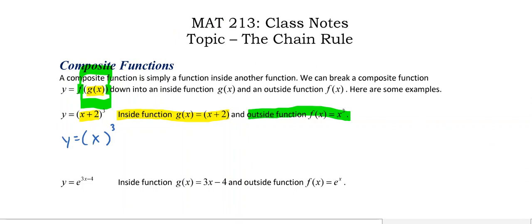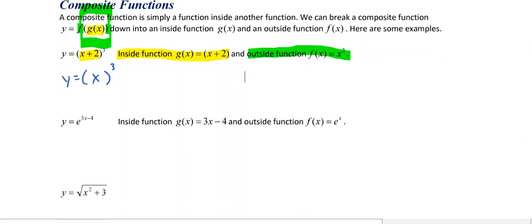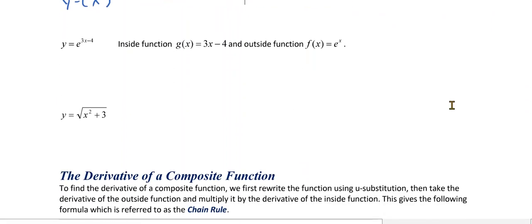In the next example, which is an exponential function, the exponent will always be the inside function. So 3x minus 4 is going to be the inside function, g of x, and then the outside function is going to be e to the x.